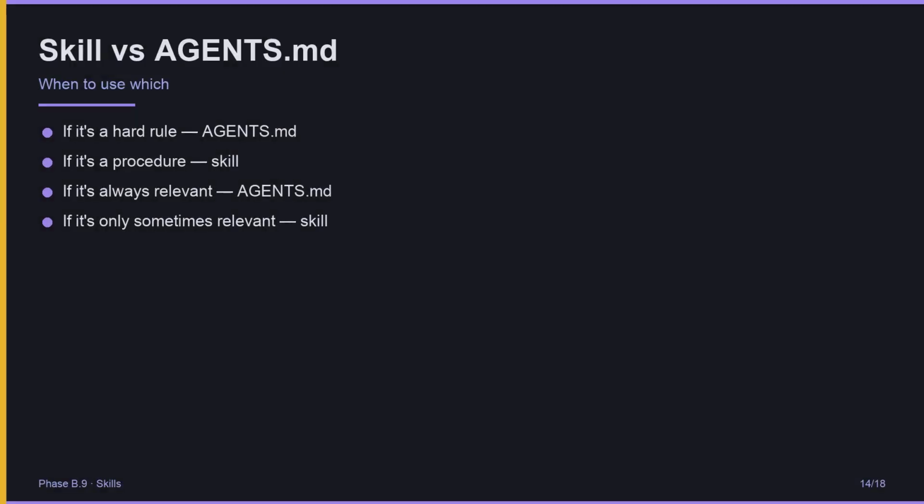Skill versus agents.md. When to use which. If it's a hard rule, never commit without tests, that goes in agents.md. If it's a procedure, steps to deploy, that goes in a skill. If it's always relevant, coding conventions, agents.md. If it's only sometimes relevant, pre-commit checks only when committing, skill. The distinction is always on versus on demand.